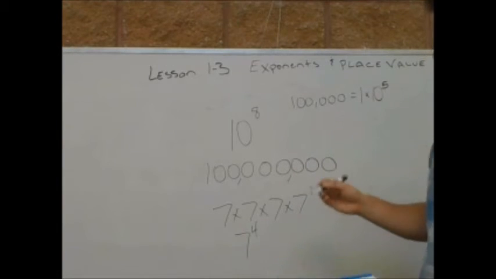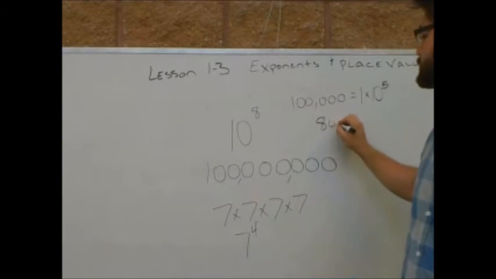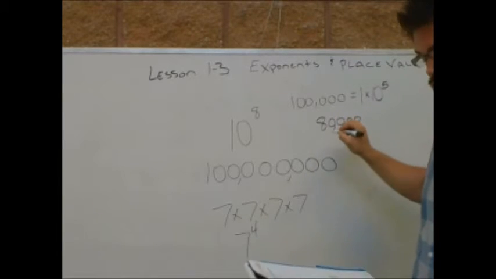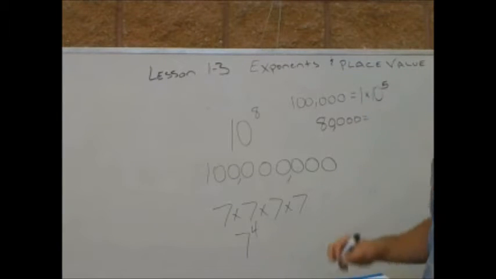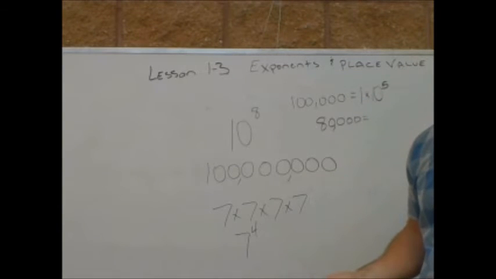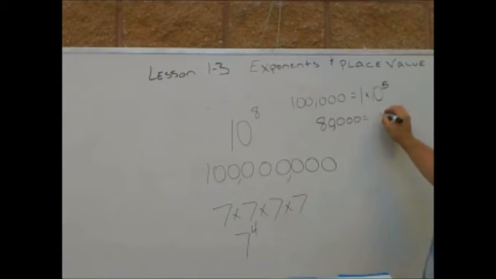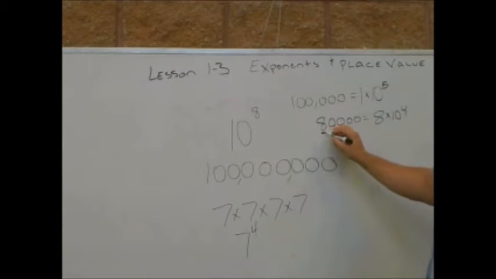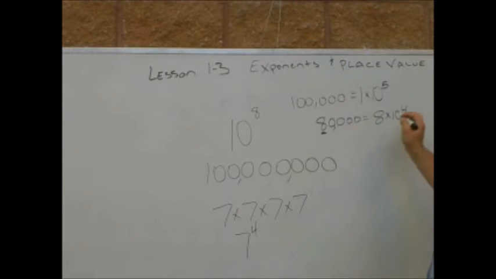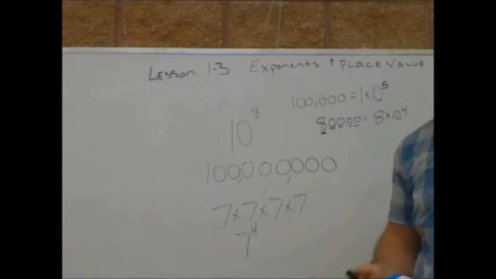So now what I want you to do is write 80,000 in expanded form with exponents. So go ahead and see if you can do that on your own, and I'll give you just a second. And if you wrote 8 times 10 to the power of 4, you would be correct. So we have 8 out in front, 8 times 10 to the power of 1, 2, 3, 4. 4 zeros, we're to the 4th power.